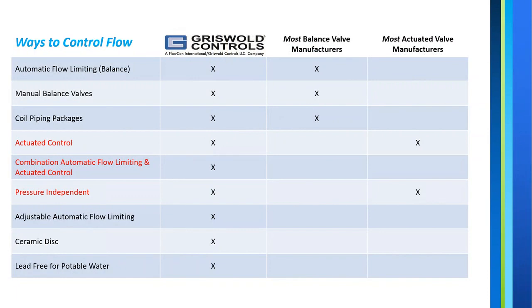Two weeks ago, in our overview of Griswold Controls product, we looked at all the different ways to control flow, and we looked at the different categories that Griswold Controls makes valves for to control the flow, from flow limiting, manual balance valves, to actuated valves. This webinar is going to go into greater detail on the actuated valves. So in these rows, you can see we've got actuated control, we've got combination automatic flow limiting and actuated control, and then we've got pressure independent. Those are the three categories that we're going to focus on today.